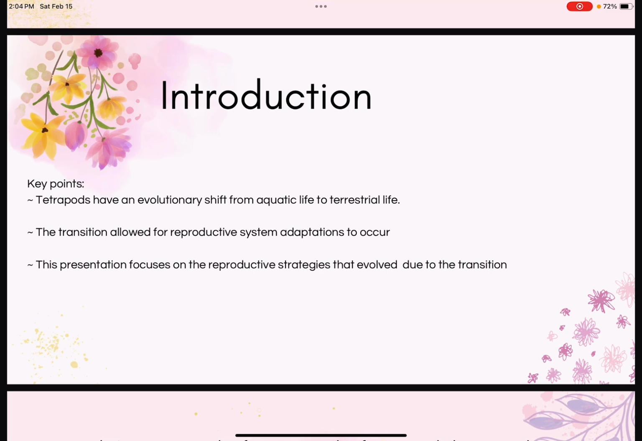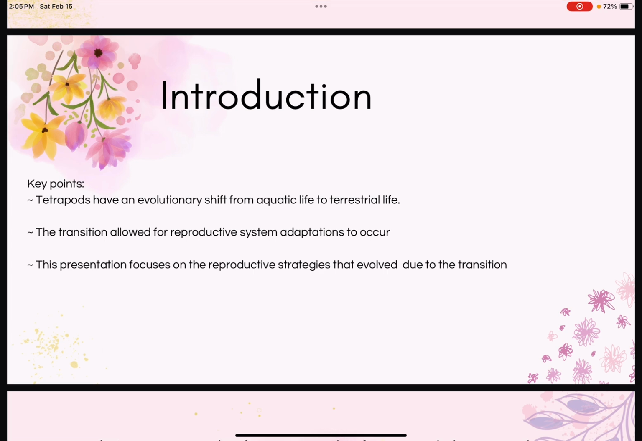Tetrapods represent a critical evolutionary transition from water to land, marked by significant changes in various biological systems, and the one that we're going to be discussing today is their reproductive system. As they transitioned to land life, early vertebrates were presented with several challenges, which includes the need to reproduce. The adaptations were essential in order for them to survive on land, where the conditions are different as compared to the water.